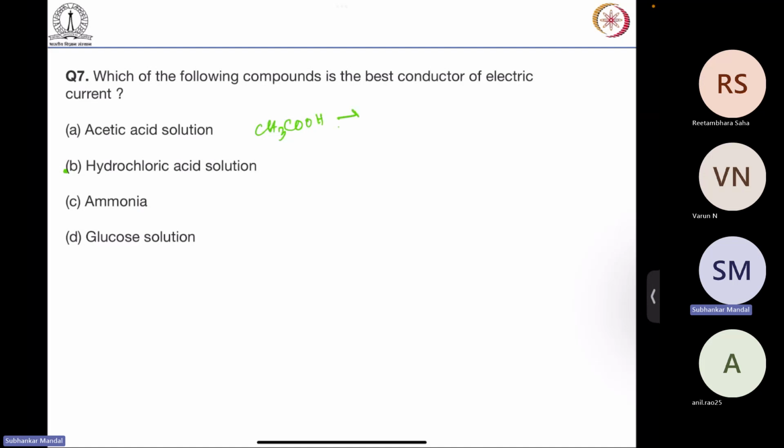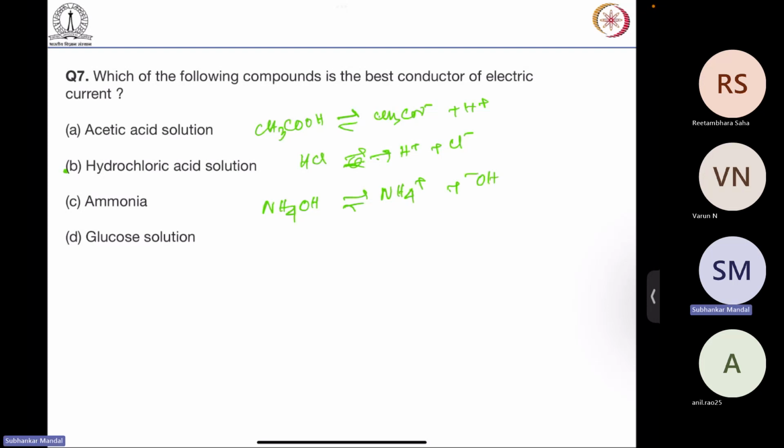If you see CH3COO minus plus H plus, and HCl, it will be H plus plus Cl minus. So in both cases H plus is there. Acetic acid is a weak acid. If you see ammonium solution, that means ammonium hydroxide, so NH4 plus plus OH minus.